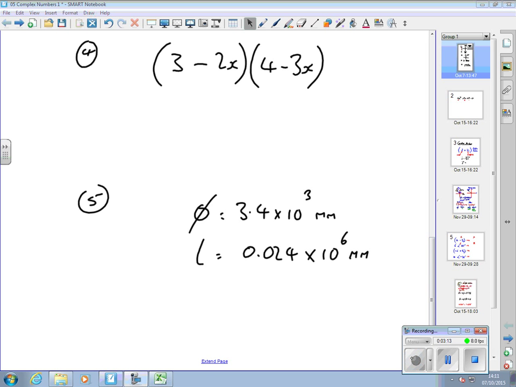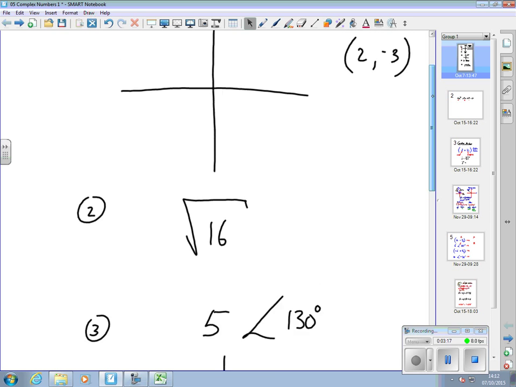That will require remembering the formula, putting the values into the calculator and working out the volume. So I'll just pause the video here and you can have a go at them. Okay, let's have a quick look then.